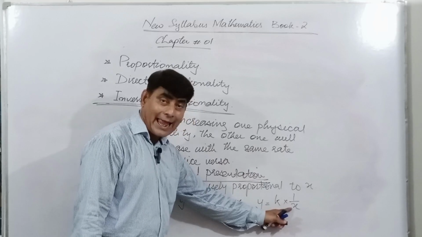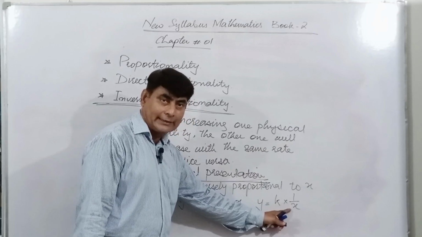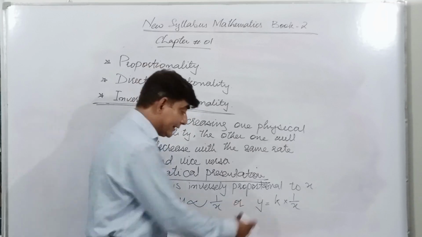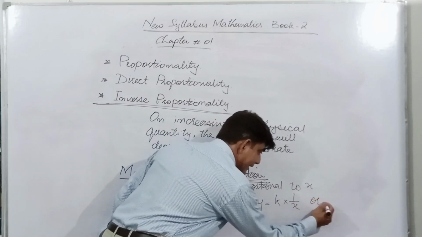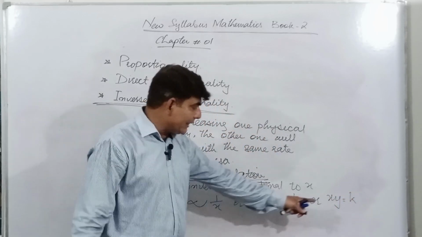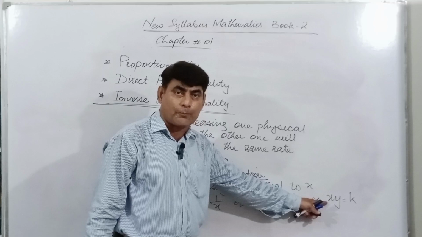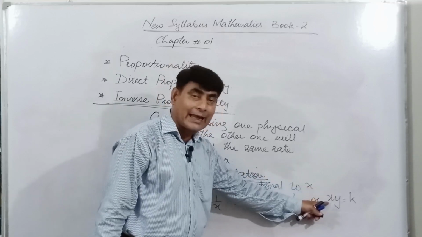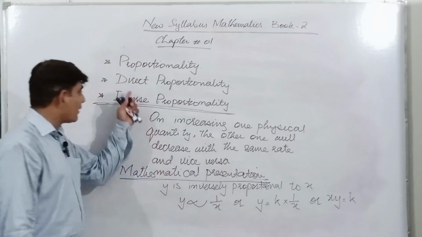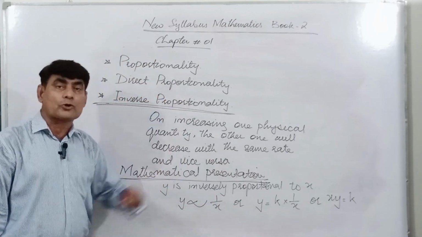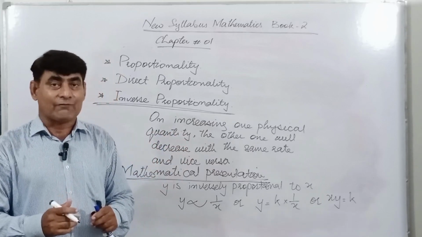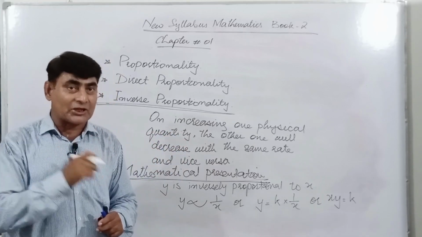know this x is in the denominator. When shifted over here, it must be multiplied. If it is multiplied, one can say xy is equal to k. What does it mean? In case of inverse proportionality, we always have a common product. Now, in case of direct proportionality, we have a common ratio and we perform cross multiplication.